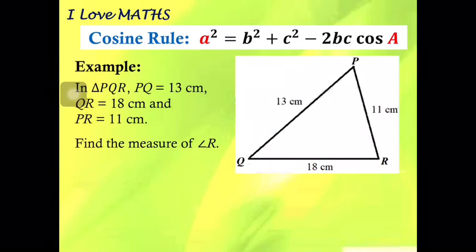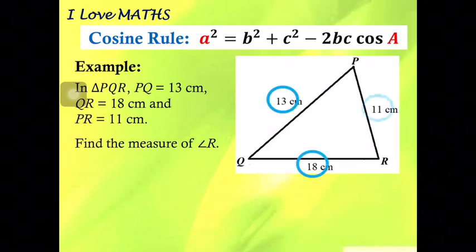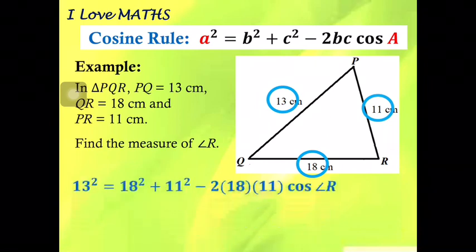Let's have the second example. In triangle PQR, PQ is equal to 13 centimeters, QR is equal to 18 centimeters, and PR is equivalent to 11 centimeters. Find the measure of the angle R. If there are 3 sides given, and you are asked to find the measurement of an angle, then the cosine rule is applicable.